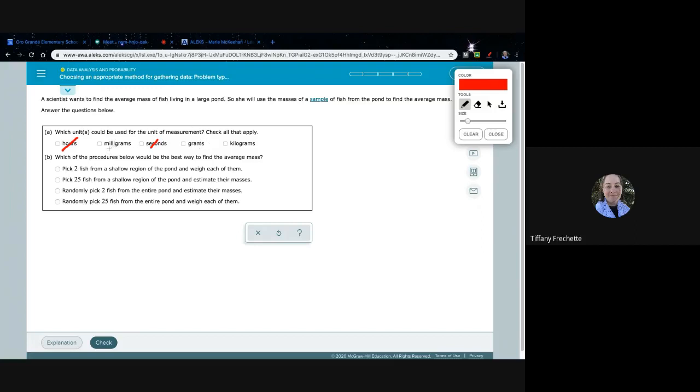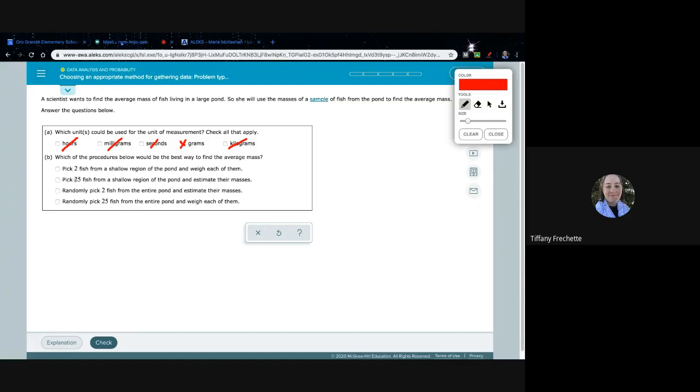But milligram would probably be too small to measure for a fish. And it's a large pond, so probably a larger fish. Kilograms would be a little too big, just because those compare more to pounds than they would ounces, which is more what we're used to doing with measurement here. So grams would probably be the better option there.